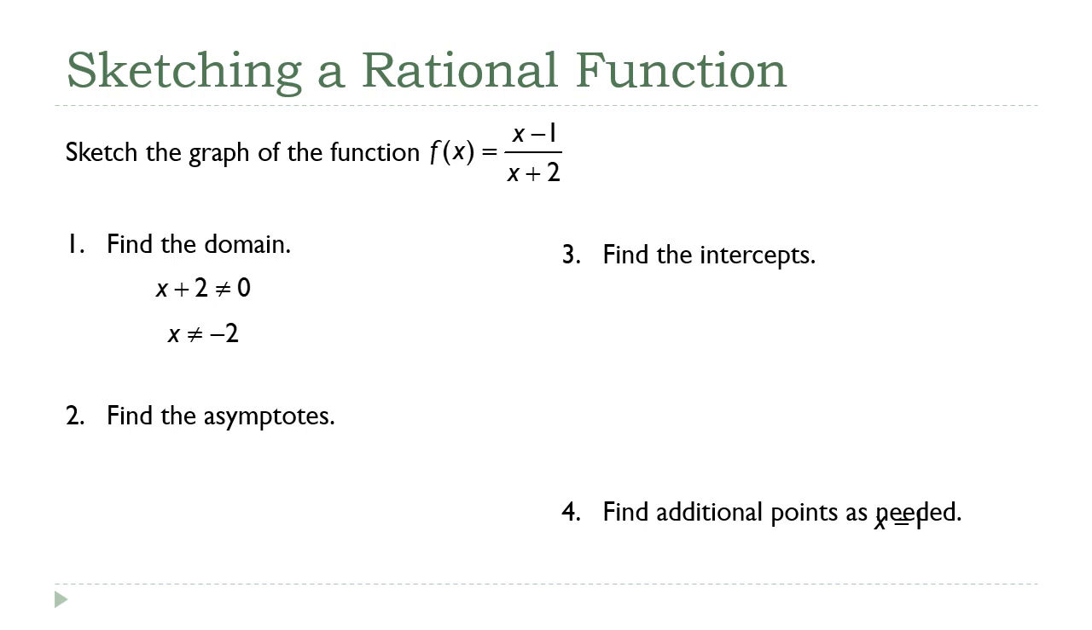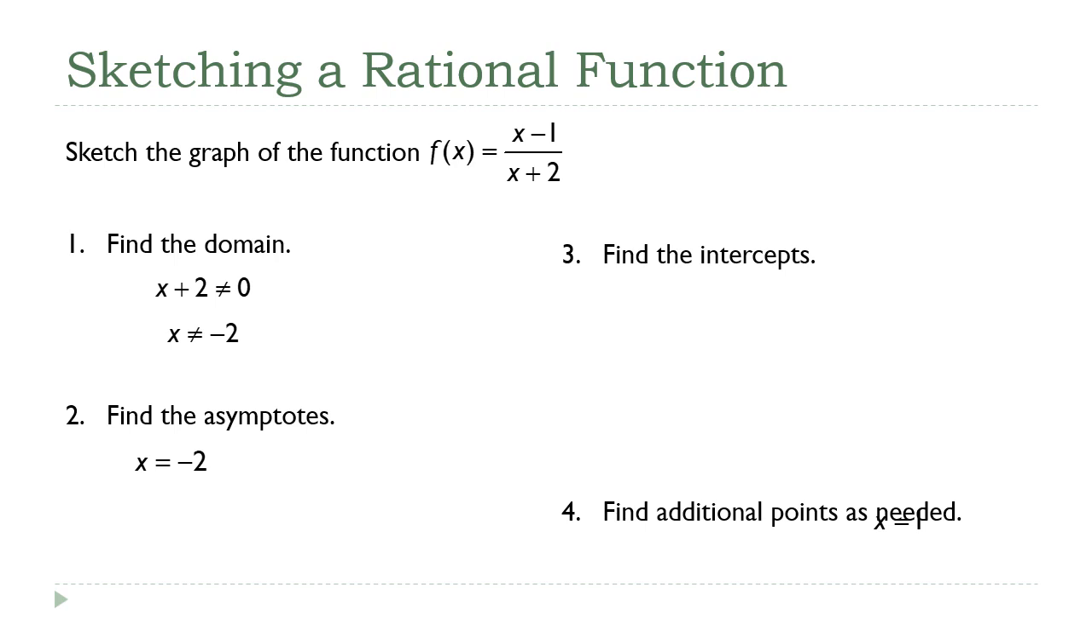Then we're going to find the asymptotes. Remember, there's two we're going to be looking for here. There's a vertical one and a horizontal one. To find the vertical one, we set the denominator equal to 0, which we've already done. So we kind of get that one for free. There's going to be a vertical asymptote at x equals negative 2.